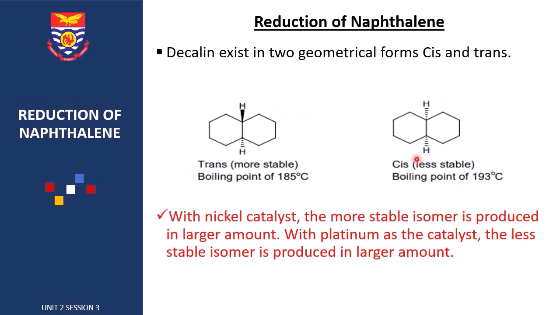Now, in the formation of decalin, 2 different geometrical isomers can be formed, the cis or the trans. If the reflux occurs at 185 degrees Celsius, the trans, which is the most stable, is formed. However, the cis is formed when the reflux occurs at 193 degrees Celsius. With nickel catalyst, the more stable isomer is produced in large amounts. With platinum as the catalyst, the less stable isomer is produced in large amounts.